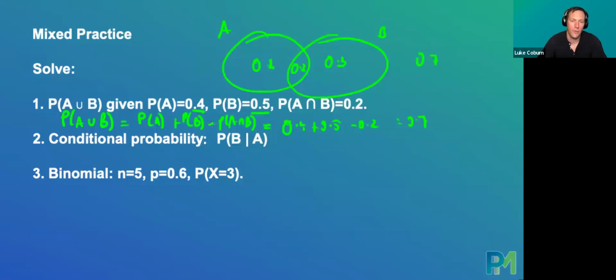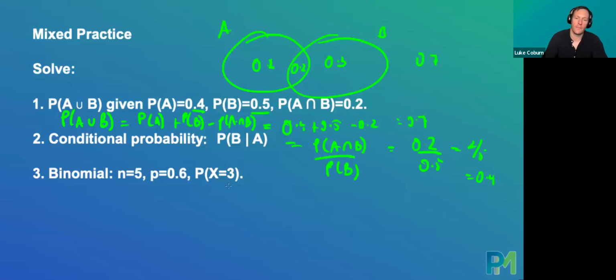And then the second one, the probability of A given B, is the probability of being in the intersection divided by the probability of B. So the probability of the intersection is 0.2 and the probability of B is 0.5. So that's 2/5 or 0.4.